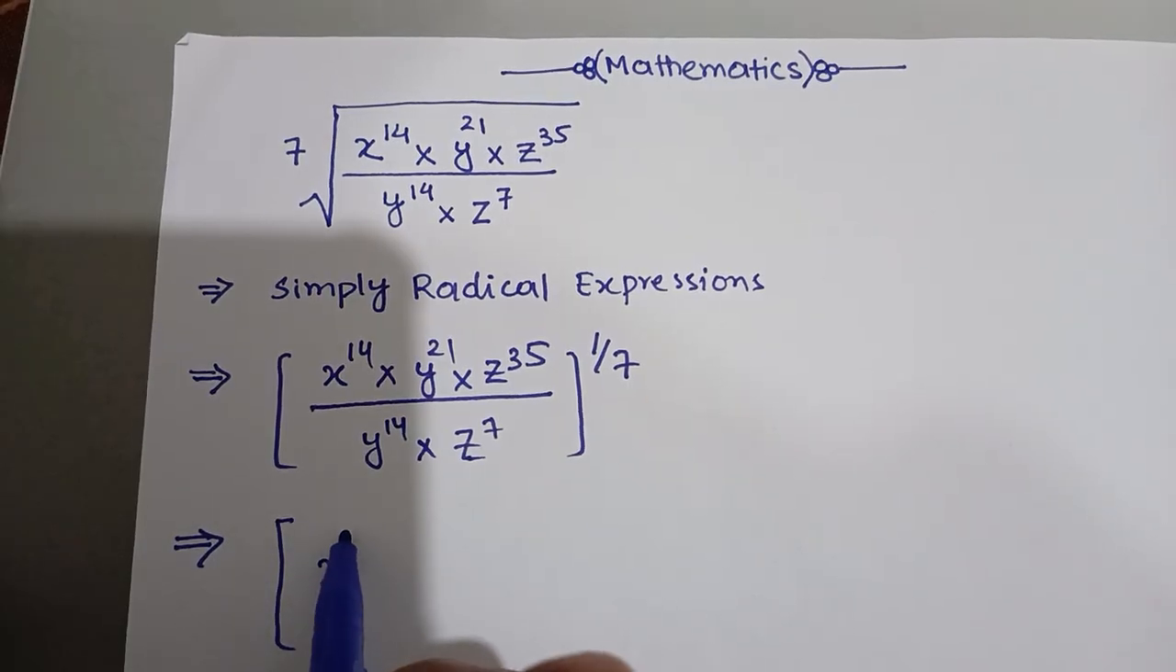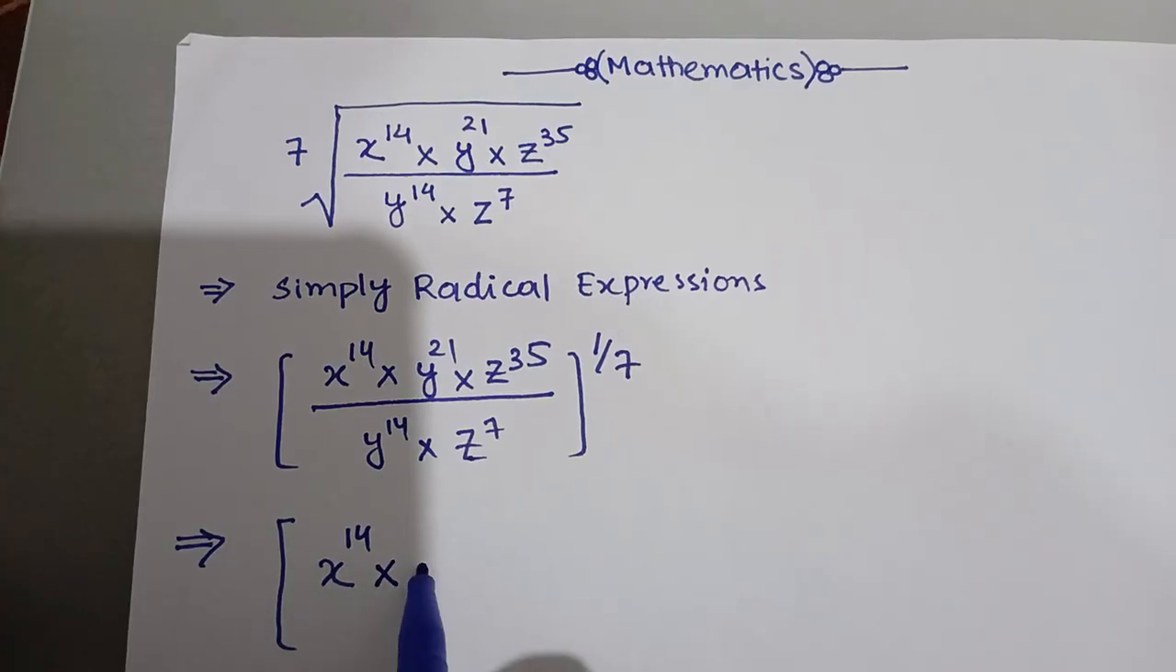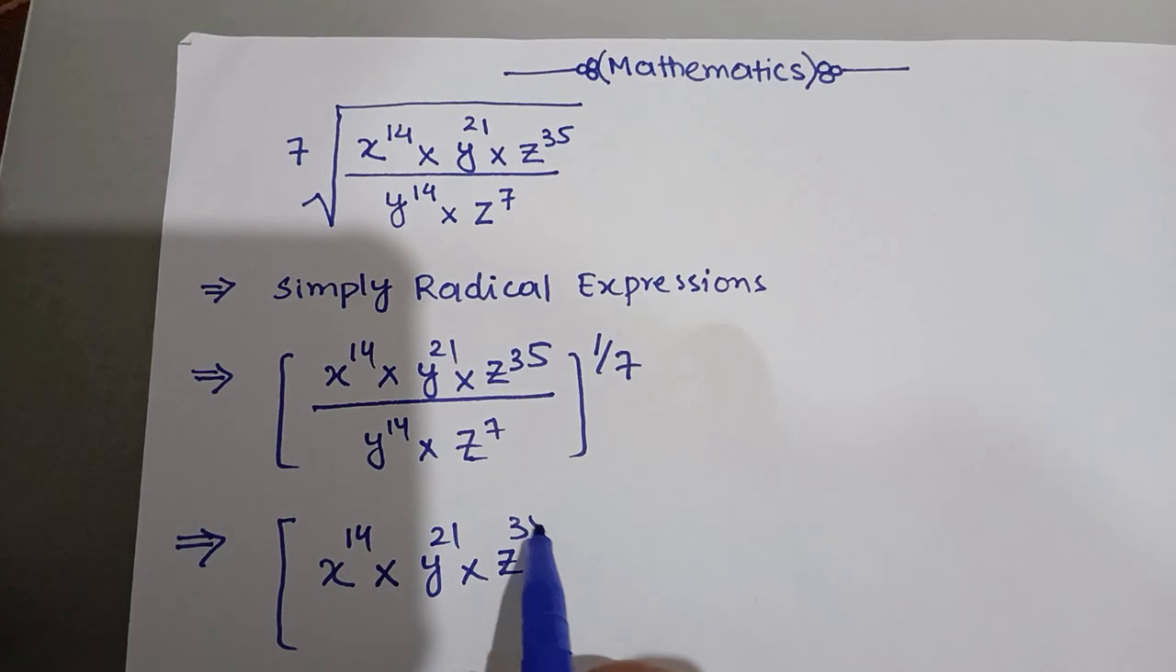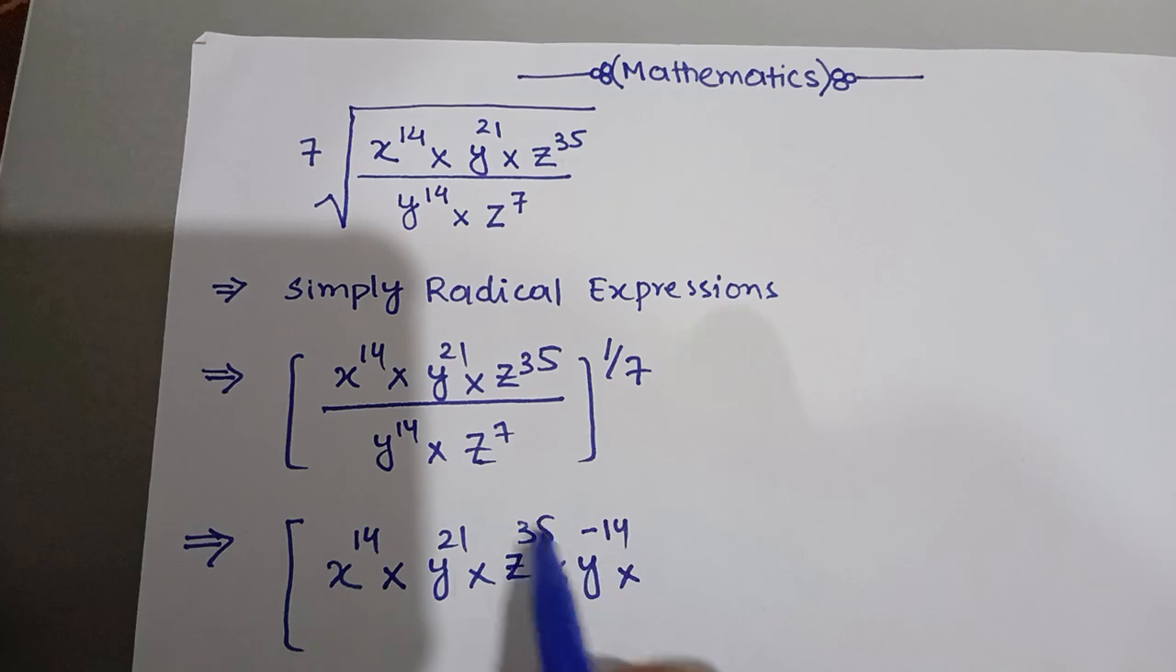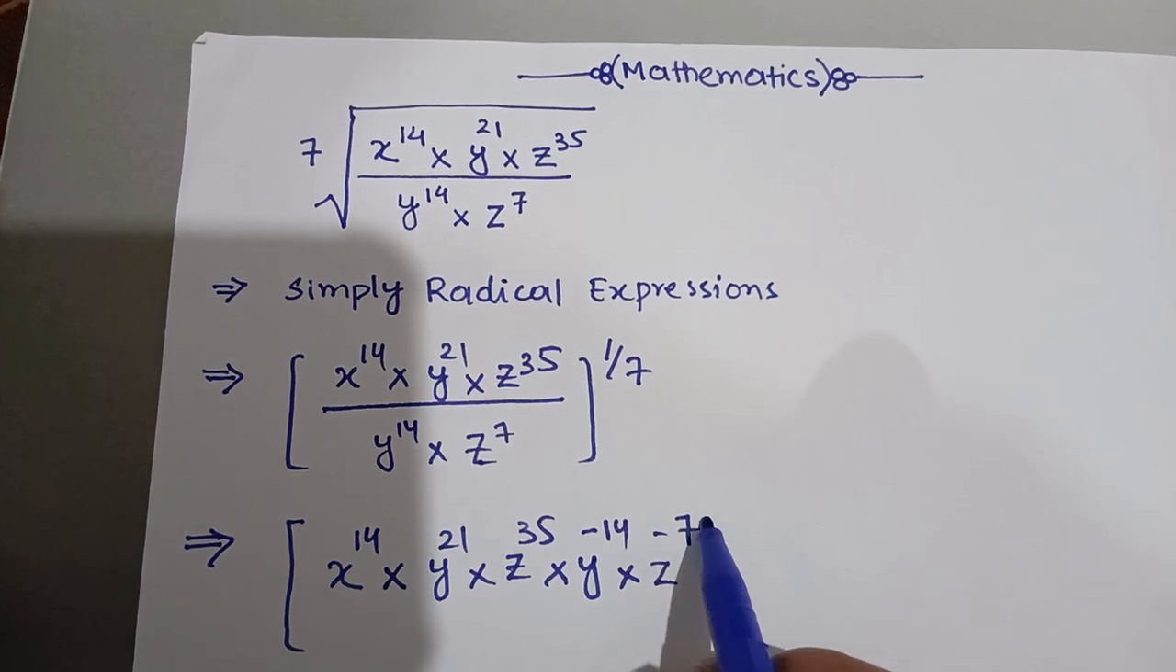Now in the second step, we will try to make the same powers or the coefficients. Like we have y raised to the power 21, z raised to the power 35. This y, when it comes above, will become minus 14 and z will become minus 7.